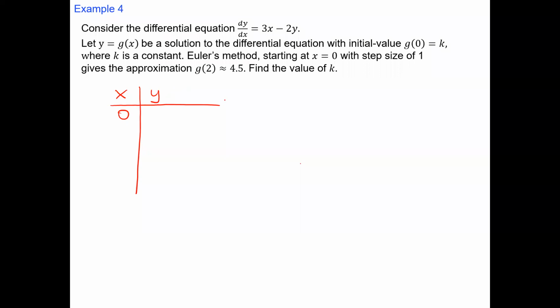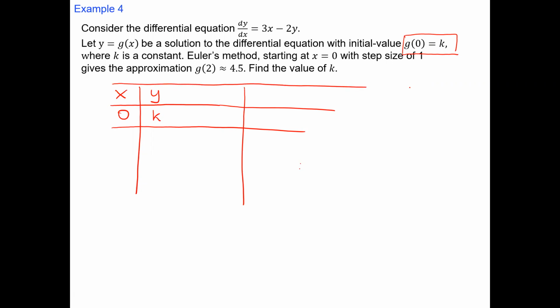Okay, y. Let's see what we can get. That means when x is 0, we can see this. When x is 0, the solution y is k. That's nice and easy. I need a little bit more space for calculation.